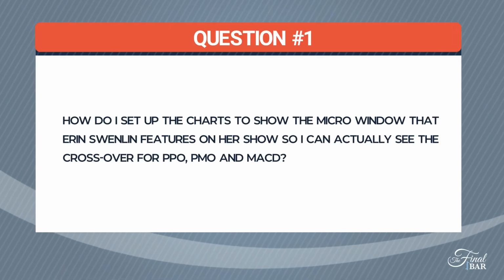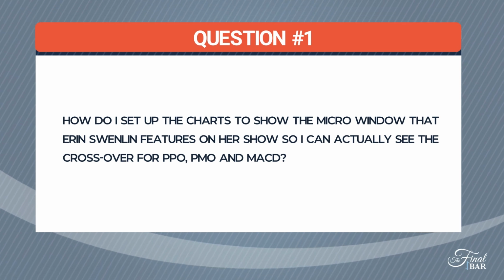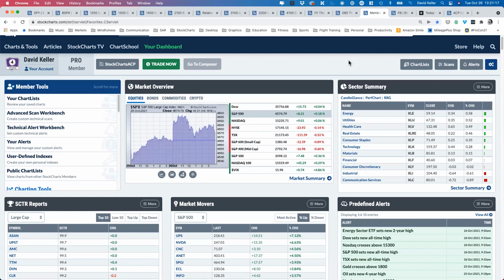How do I set up the charts to show the micro window that Erin Swenlin features on her show so I can actually see the crossover for PPO, PMO, and MACD? You mentioned Erin Swenlin. She does a great job with a number of shows, actually. She hosts Decision Point. Often you'll see an appearance from Carl Swenlin, her father, who's an incredibly talented analyst. They both really are. She also co-hosts Chartwise Women with Marielle McGonigal, which just was relaunched a couple weeks ago, and it's really beautifully done. So I'd encourage you to check her out in both of those spots.